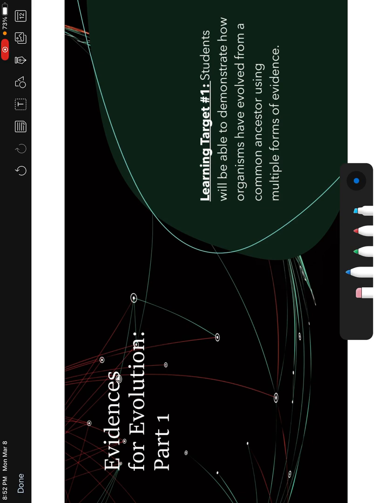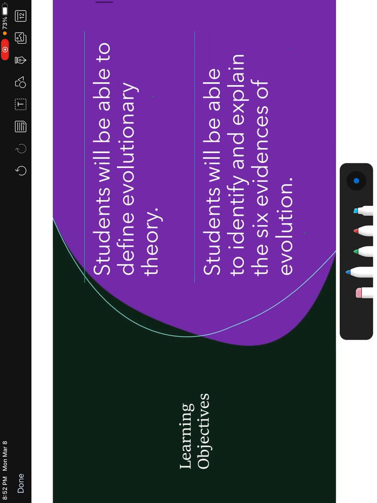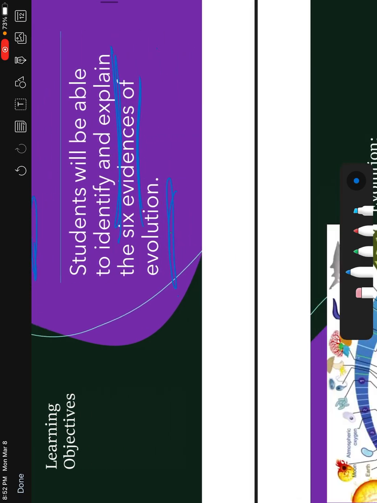Okay, so our learning target for today, we want you guys to be able to demonstrate how organisms have evolved from a common ancestor using multiple forms of evidence. Today we're going to talk about 4 of those forms. Our learning objectives for today, we want you guys to be able to define evolutionary theory, and identify and explain the 6 evidences of evolution. But again, we're only going to talk about 4 of them today.